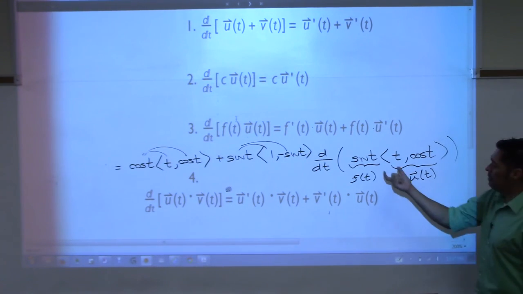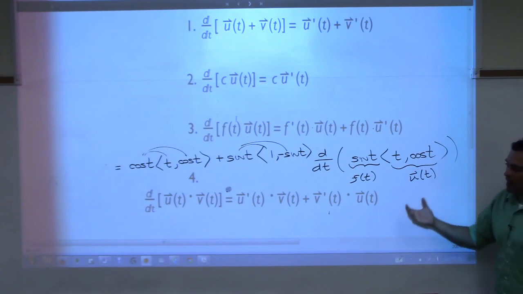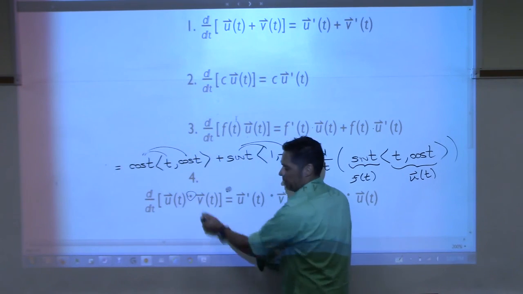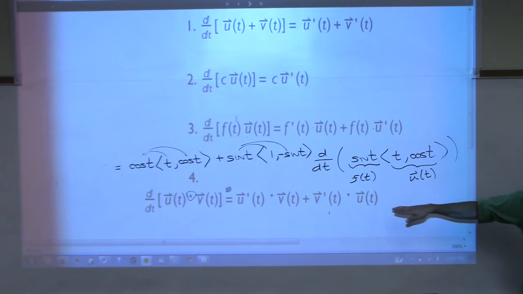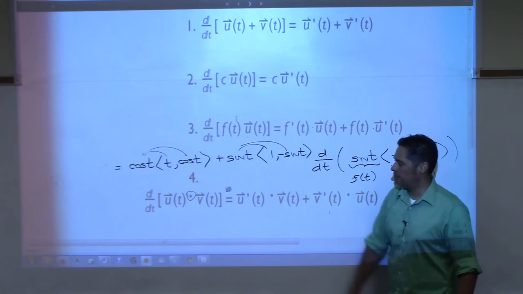That's what happens if you have a scalar function times a vector function. What if you have a vector function times a vector function? It's a dot product, right? Then you have the traditional product rule, but now with dot products.